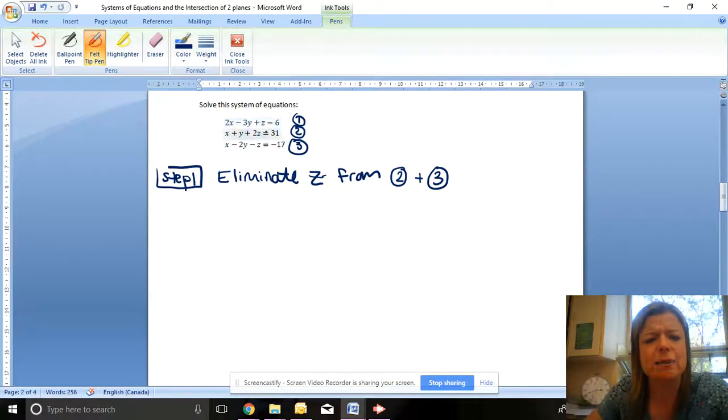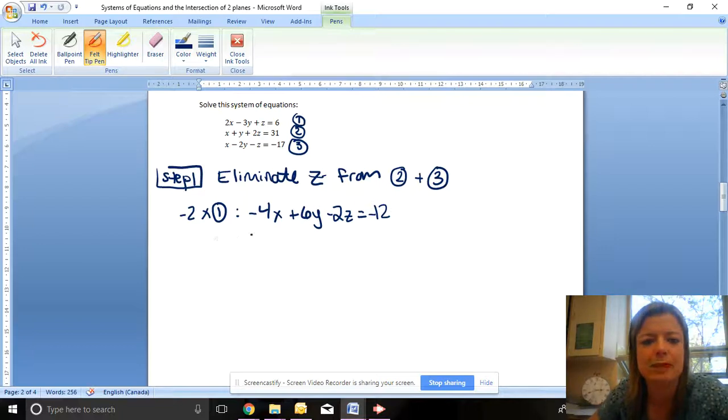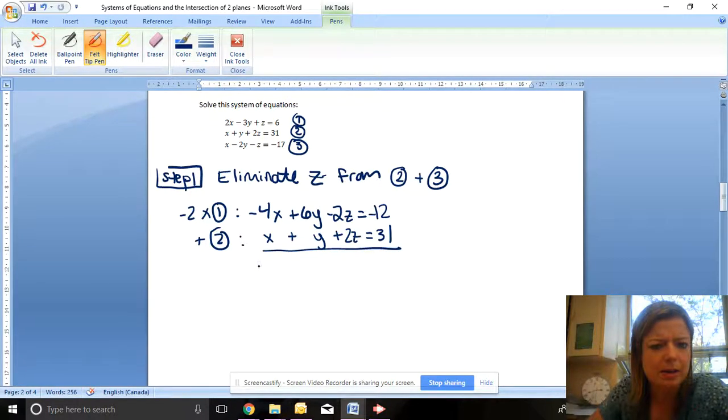So to eliminate z in equation 2, I need to multiply equation 1 by negative 2. So negative 4x plus 6y minus 2z equals negative 12. That last number, I almost did it again. And I'm going to add that to equation 2, which is x plus... Okay, and when I do this, I get minus 3x plus 7y equals 19. And that's equation 4.